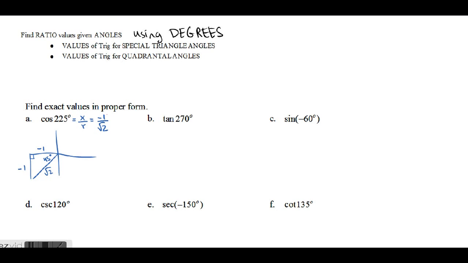So the only thing left is to make sure that it's written in proper form. So you rationalize by doing multiplication up by the root 2, both top and bottom. So final answer is this.